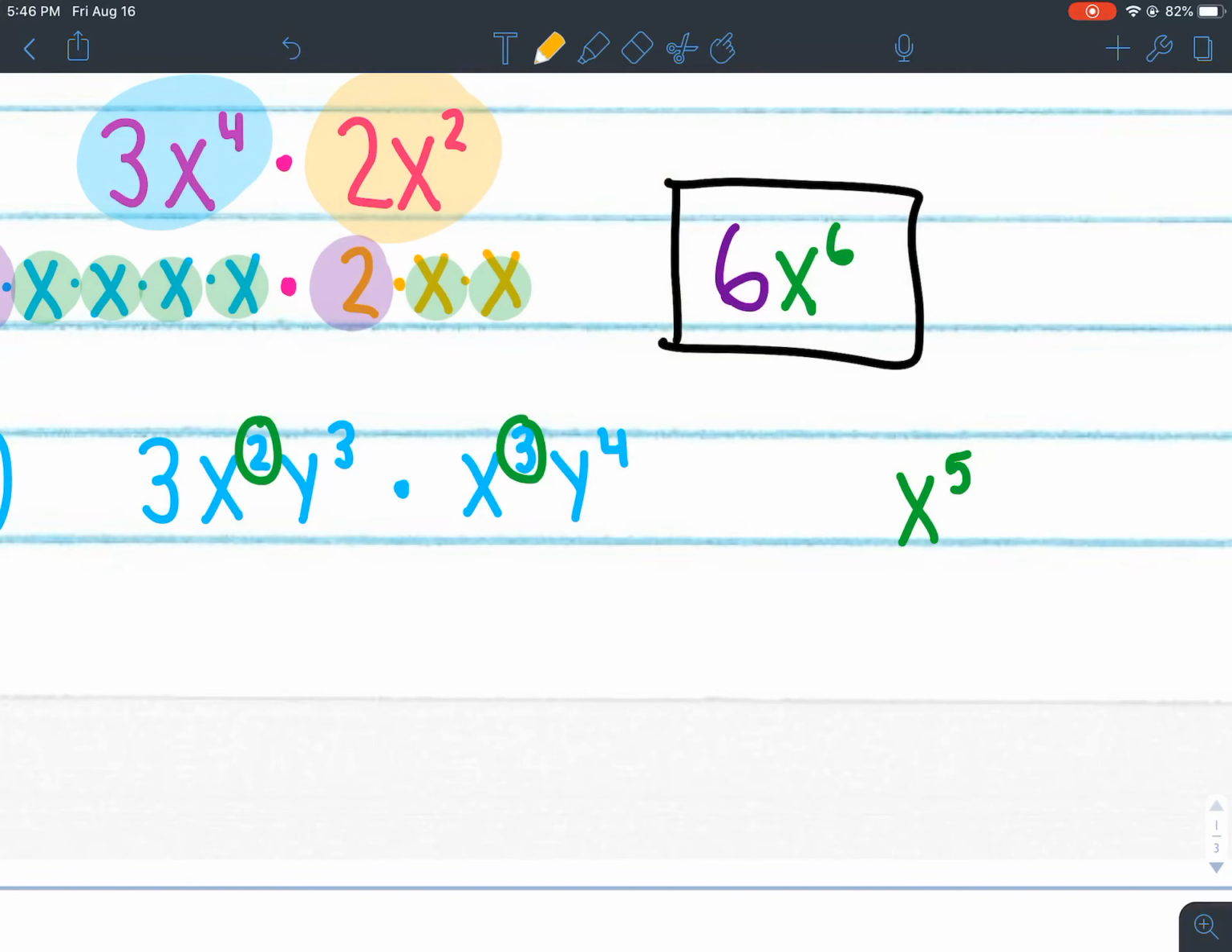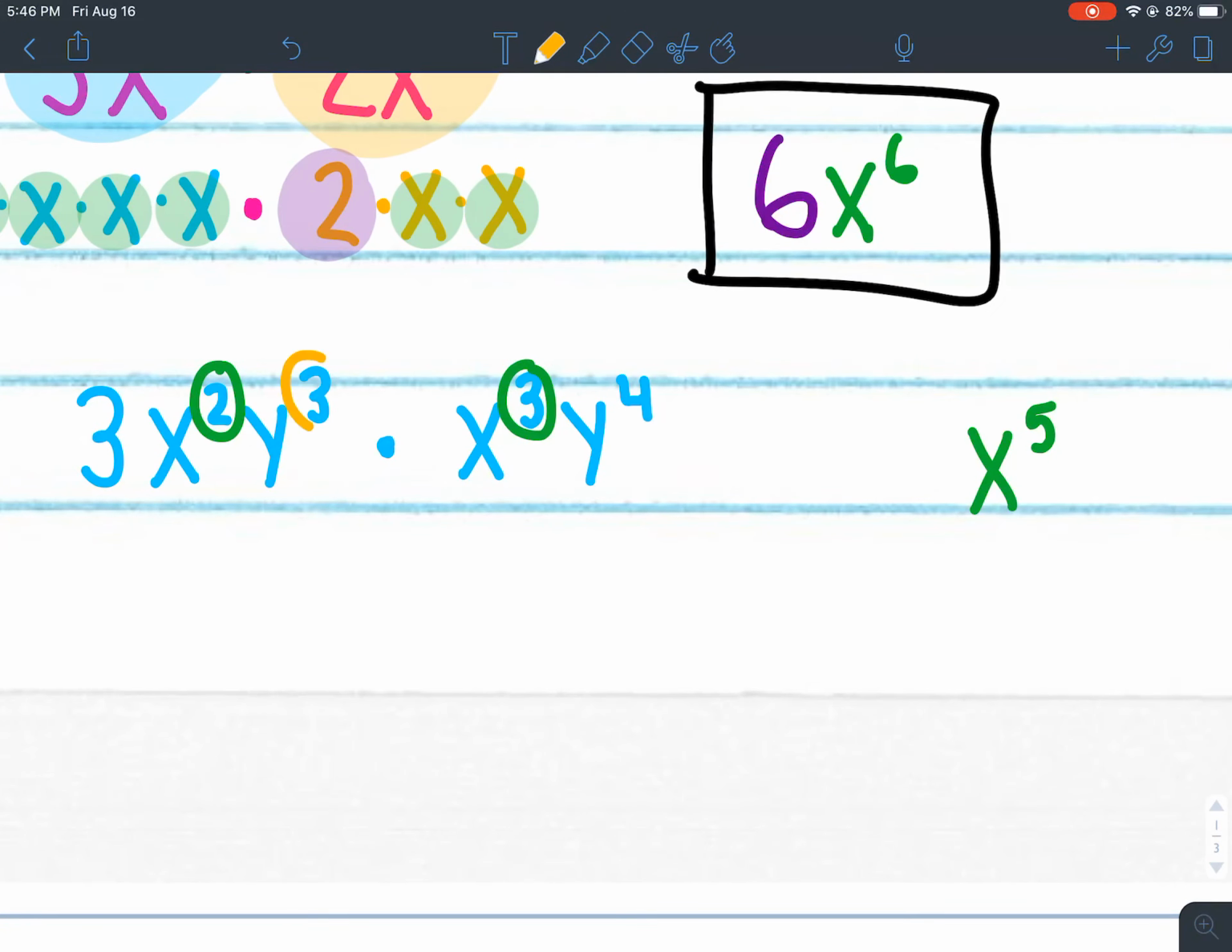Okay, let's move on. Do we have another thing that has the same base? Well, I know my y's have the same base, and their exponents are 3 and 4. Again, remember, this is y times y times y times y. Oh, just 3 y's. And this is y times y times y times y. So I actually have 3 on the left, 4 on the right. So how many do I have in total?